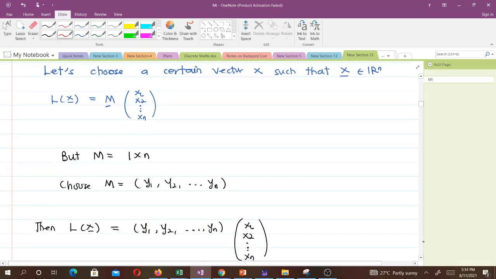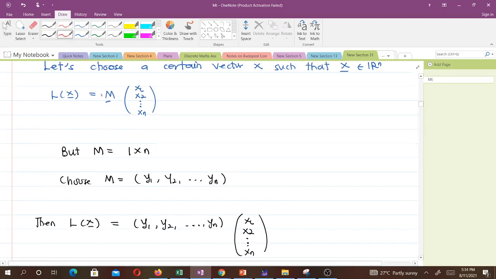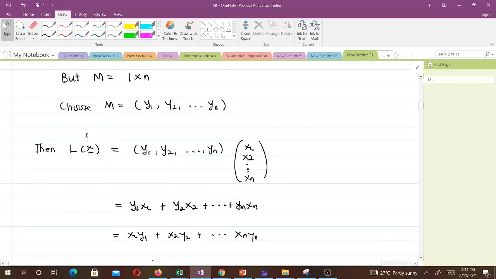Okay, right. So you should know that our M is 1 by n, right? So it means it has just one row, like it's a row matrix, right? Or we can say a vector here. So we have M equal to y1, y2 to yn, right? So we just have one row. So when we put this M here, then we are going to have Lx equal to y1, y2, yn, times x1, x2, xn.